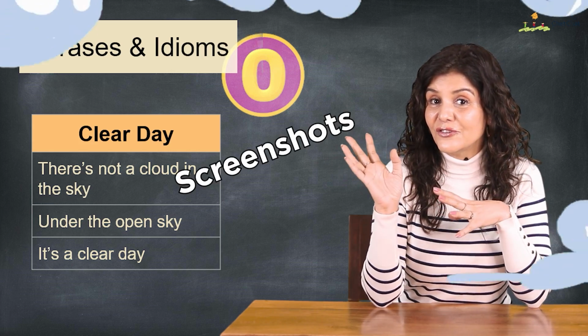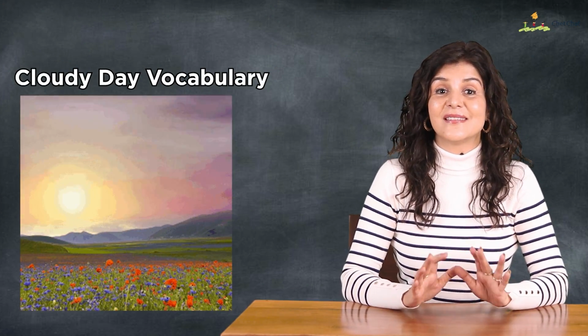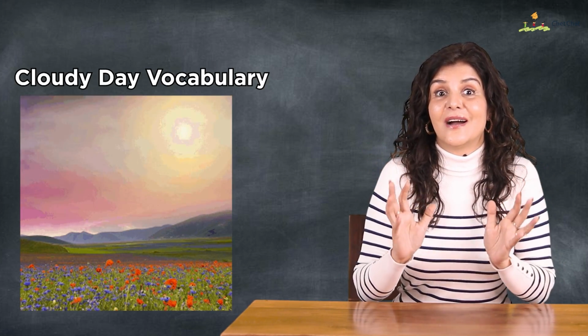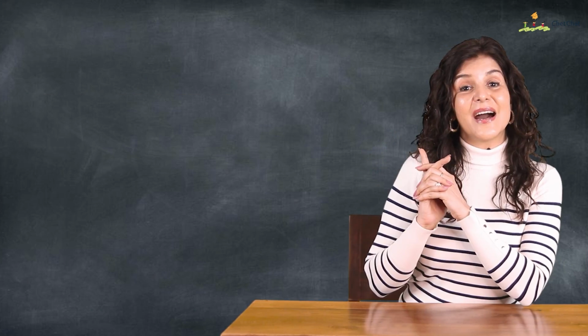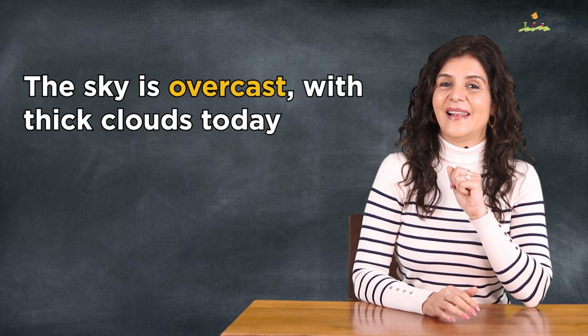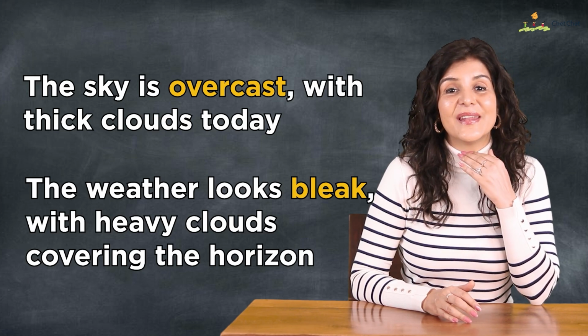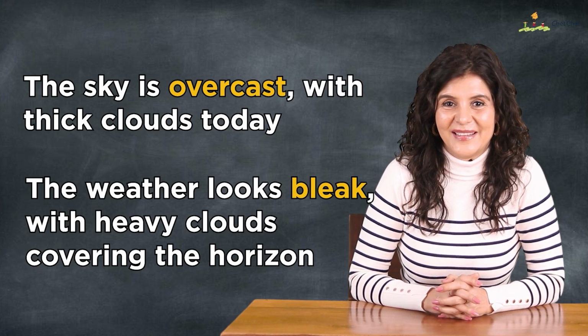Make sure you take a screenshot. It's a cloudy day. It's not rainy, but it's just a day with quite a few dark clouds overhead. A cool one to use is, the sky is overcast with thick clouds today. You could also say, the weather looks bleak with heavy clouds covering the horizon.